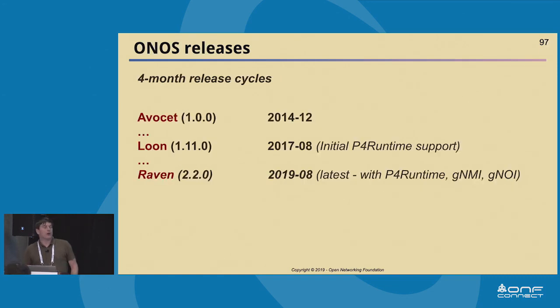ONOS was first released in 2014. The first release to support P4Runtime is the Loon release in August 2017. This was a bit after the start of the P4Runtime specification work. And the last release, which we're using today, is Raven, ONOS 2.2. It has enhanced support for P4Runtime as well as support for gNMI and gNOI. This is what we're using today in the exercise.